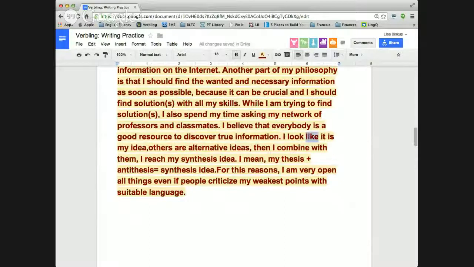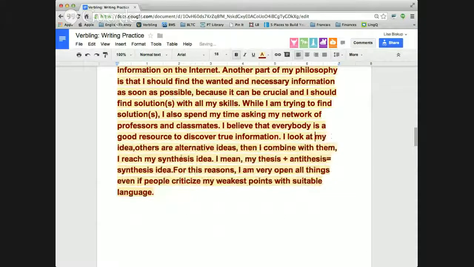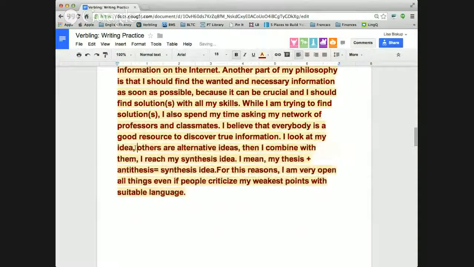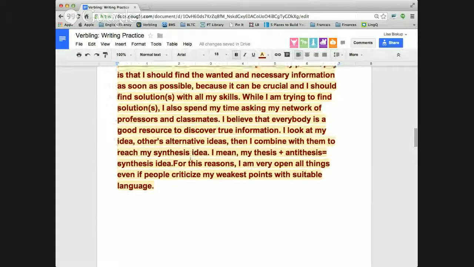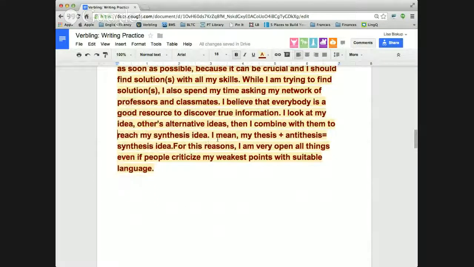I look at my idea, others' alternative ideas. Then I combine with them to reach my synthesis idea. I mean, my thesis plus antithesis equals synthesis.